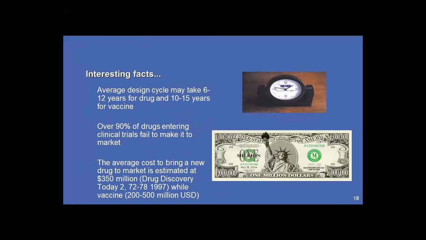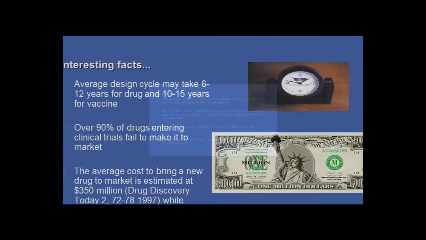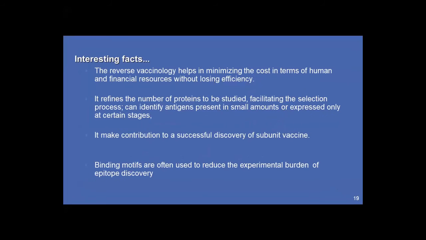So the traditional facts are like taking a drug to 12 years or a vaccine to 10 to 15 years in a normal cycle, which costs a lot and takes a lot of time. While in both drug designing and vaccine designing, the new techniques like reverse vaccinology help in minimizing the cost in terms of human and financial resources, and people are adopting it to make a contribution to the successful discovery of various vaccines.